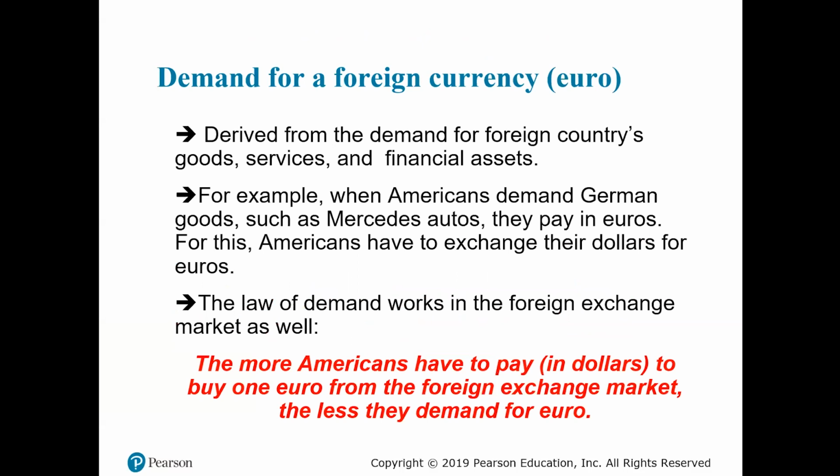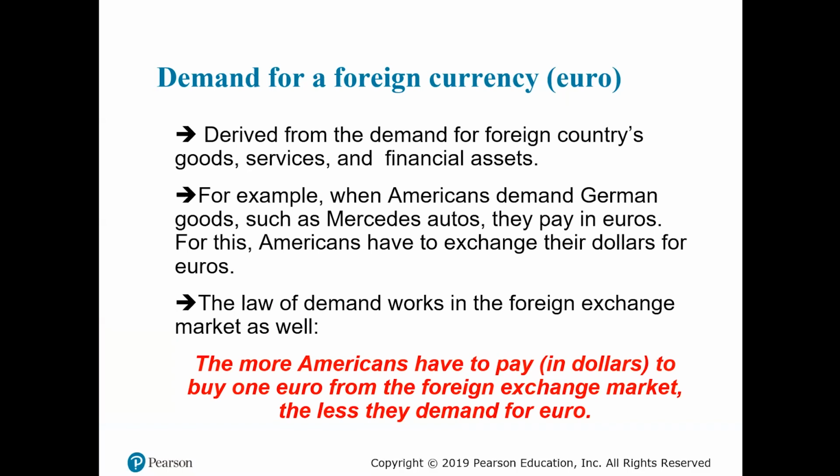What determines the demand for euro or foreign currency? It is derived from the demand for foreign countries' goods, services, and financial assets. For example, when Americans demand German goods, for example, Mercedes or BMW autos, they have to pay in euros. Sitting in the USA, if you want to buy a German-made car, you have to pay in euros, and for this, they have to exchange their dollars for euros.